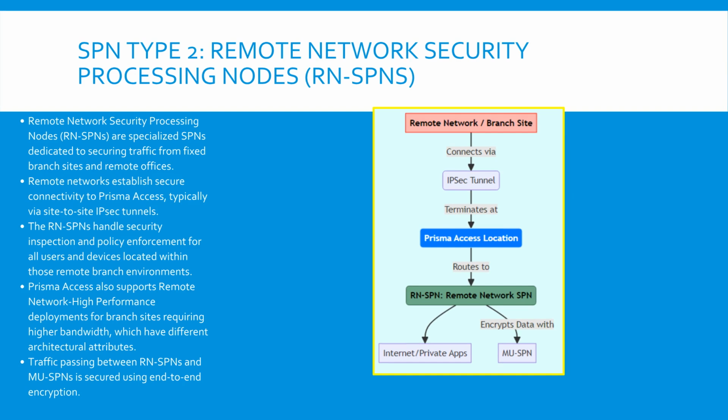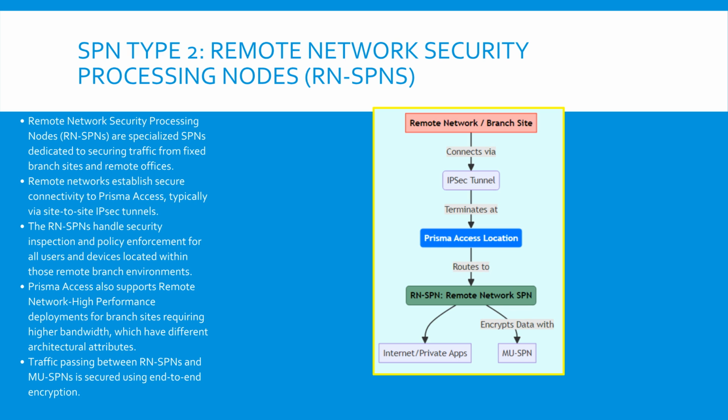RNSPNs are designed to secure traffic originating from static, remote offices or branch sites. These branch offices typically connect to Prisma Access by establishing a secure site-to-site connection, usually an IPsec tunnel. Once connected, the RNSPNs apply the necessary security policies to traffic flowing in and out of that location, protecting all users and devices within the remote network. For branches needing greater capacity, Prisma Access offers remote network high-performance deployments, which are architecturally distinct and designed to support high bandwidth needs, sometimes up to 5 gigabits per second capacity.